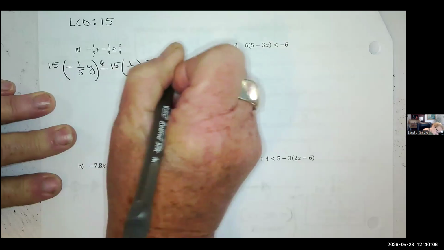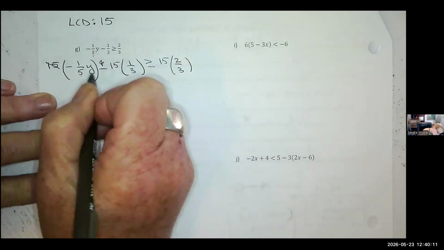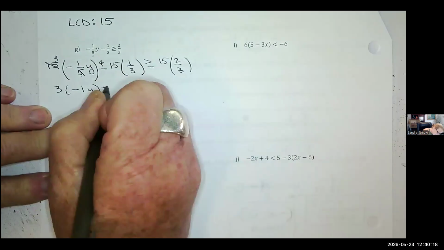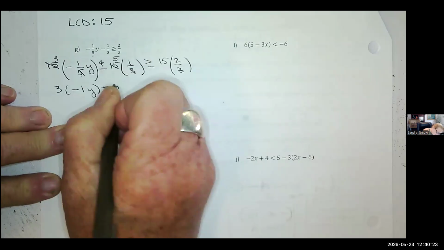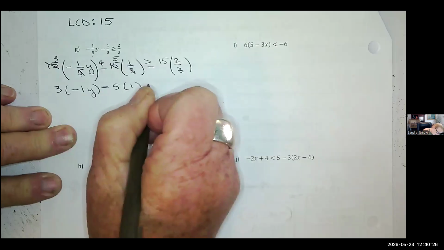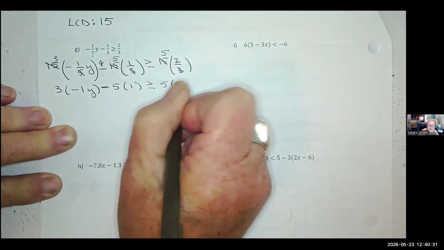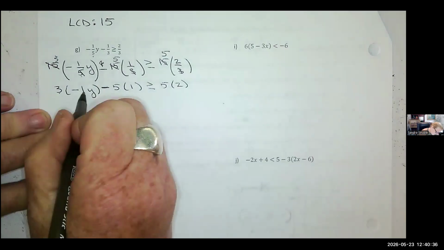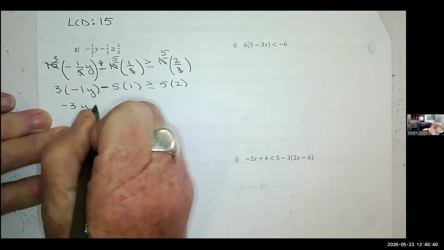All right. 15 divided by 5 is 3. So this becomes 3 times -1y. 15 divided by 3 is 5. So 5 times 1 greater than or equal to 15 divided by 3 is 5, times 2. All right, let's clean this up. 3 times -1 is -3. Don't forget your y. -5 times 1 is -5. Greater than or equal to 5 times 2 is 10.